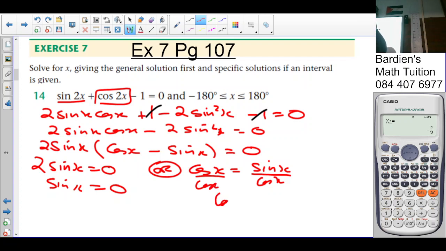So tan x is equal to 1. And then here, general solution. Okay? Any problems there, people? Who asked this question?